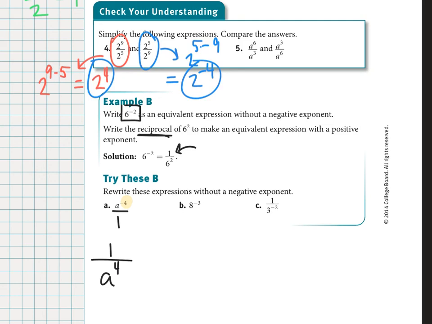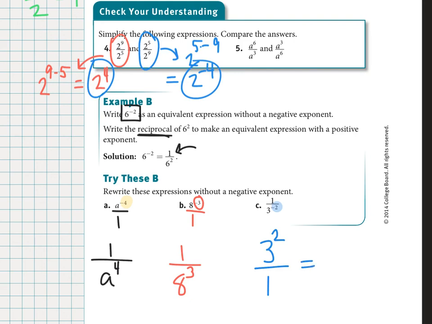Okay, what about 8 to the negative 3rd? Again, it's not a fraction yet. It might help. Let's put a 1 under it. It does have a negative exponent, so let's do a reciprocal, then make the exponent positive. Okay, part C, take a look. Is the exponent negative? Yep. Okay, so automatically thinking reciprocal. So instead of being 1 over 3 to the negative 2nd, I'm going to put the 3 and make the exponent positive and make that be the numerator. Okay, just put the 1 under there just to be safe, even though we don't need to.